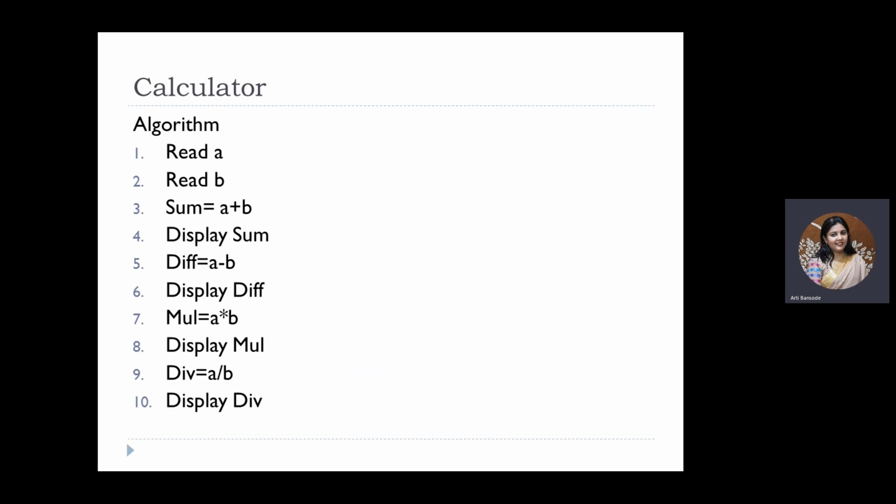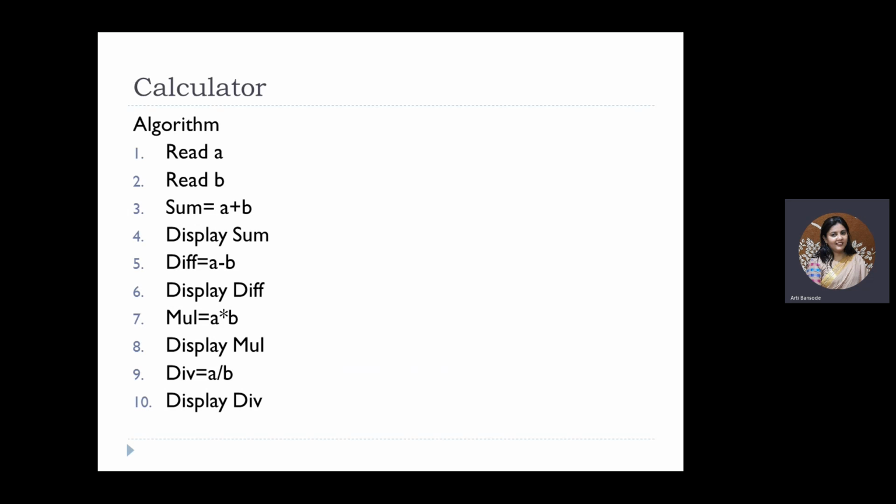So for a calculator, if you remember, when you're working with a calculator, there are numbers and then there are the operators. So operators like plus, minus, multiplication and division. So for adding numbers, we need two numbers, right? So we'll be needing two inputs. So with that in the picture, I am going to take two inputs.